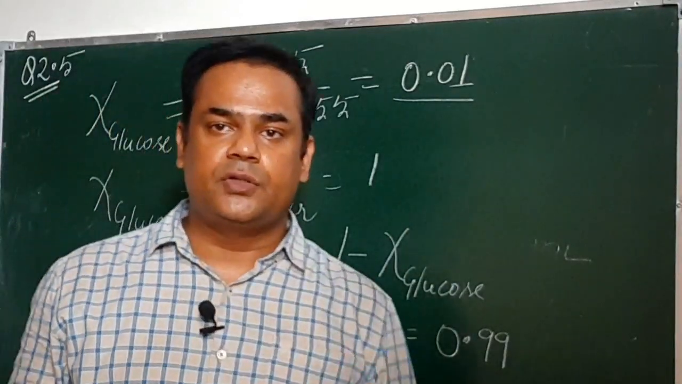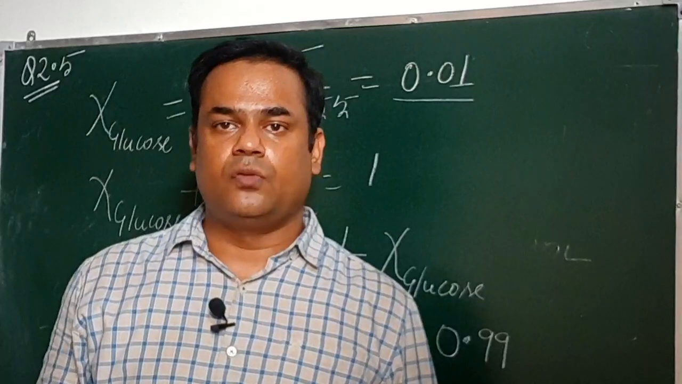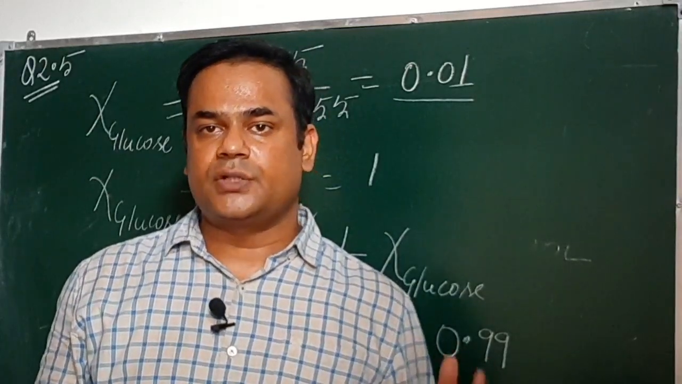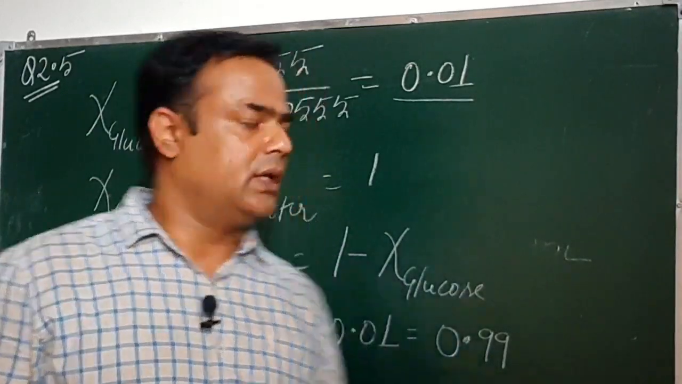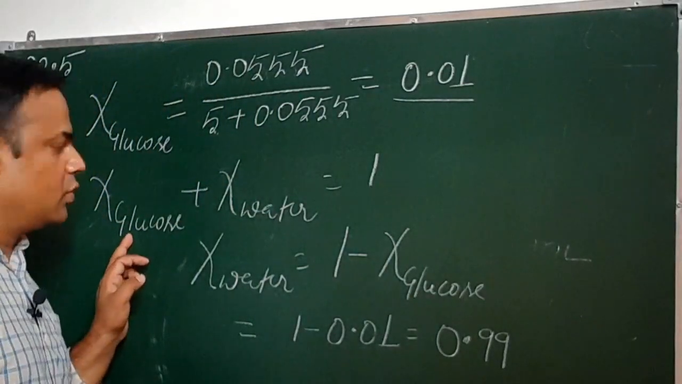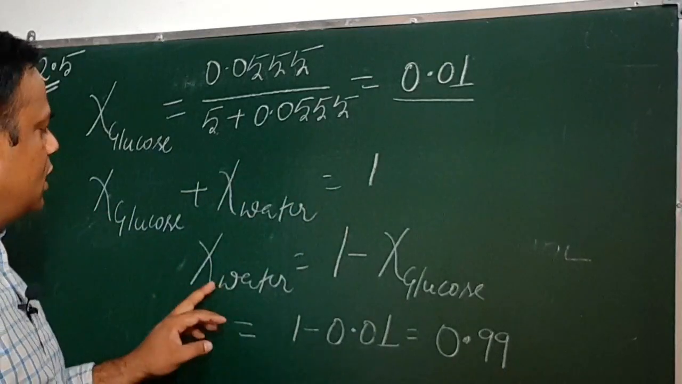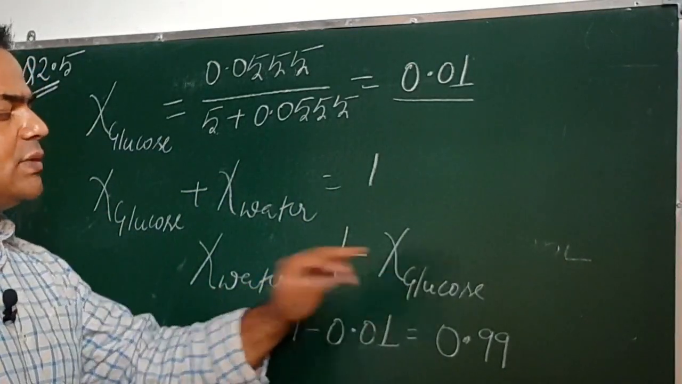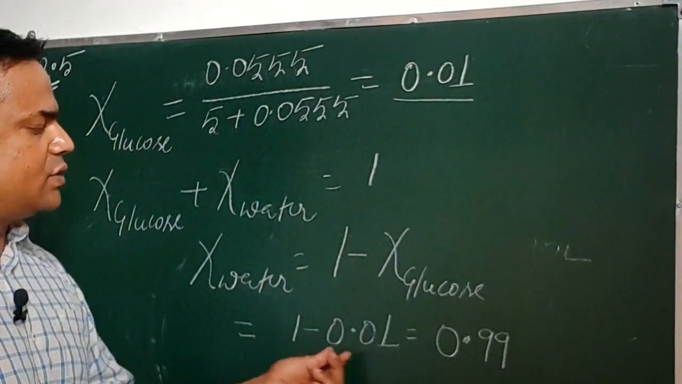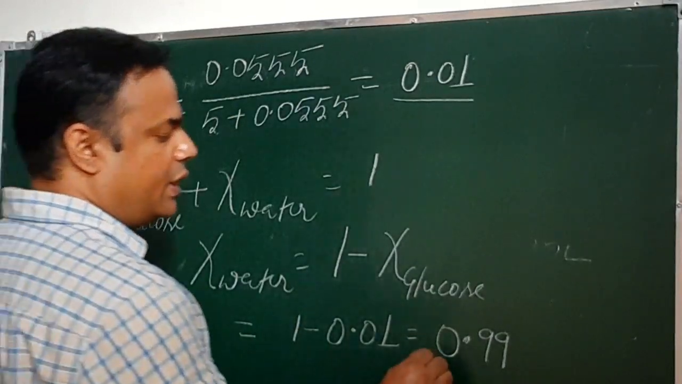Here we have prepared solution by mixing glucose and water. So if we add the mole fraction of glucose and water, this will be equal to 1. So from here you can see mole fraction of glucose plus mole fraction of water will be equal to 1. So mole fraction of water will be 1 minus mole fraction of glucose. So 1 minus 0.01 will be equal to 0.99.